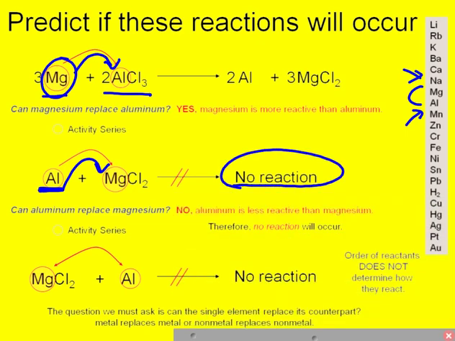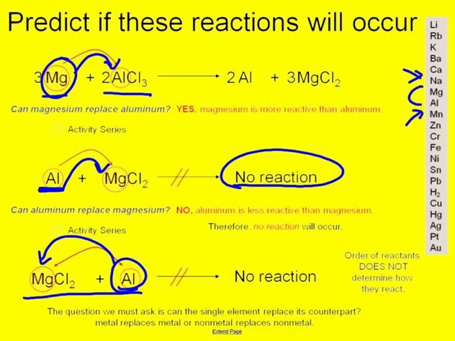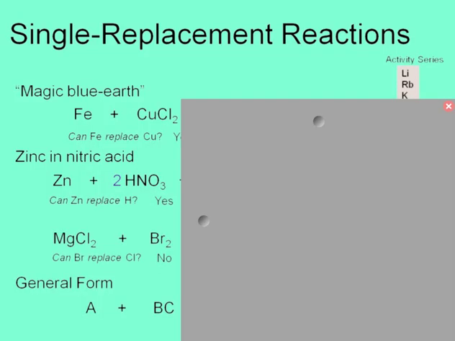And I think it's called the reflexive property of math or something, but if you reverse them as reactants, or maybe it's the commutative property, it doesn't matter. It's always looking at, can the lone element replace the bonded element? It doesn't matter what order you put them in. If they're both reactants, it just will not work. So let's look at a few more.